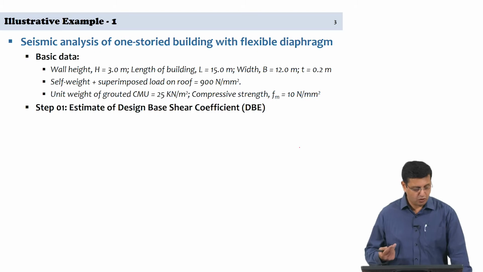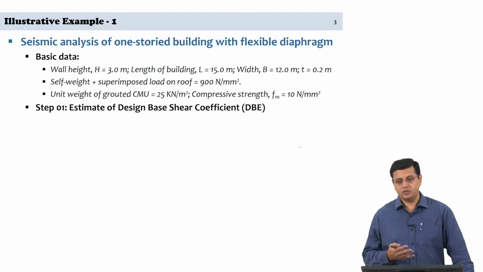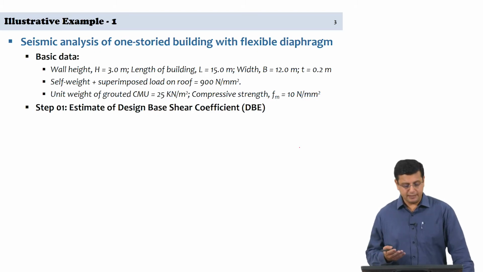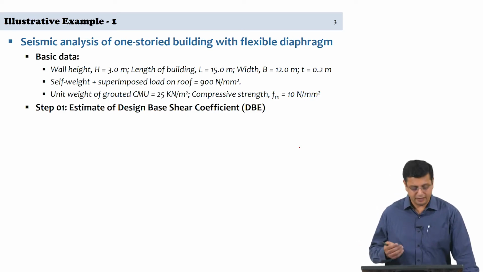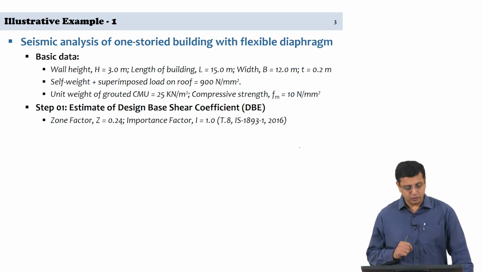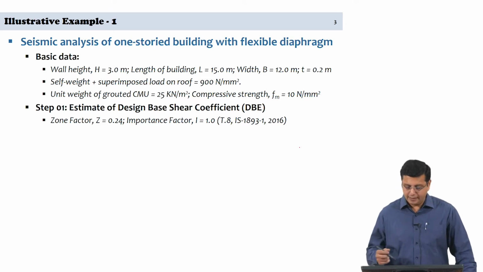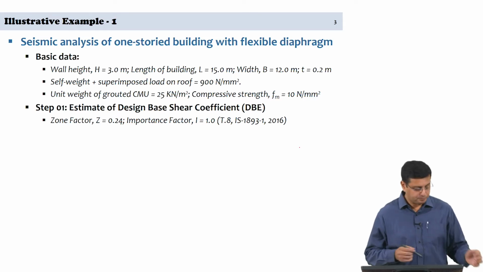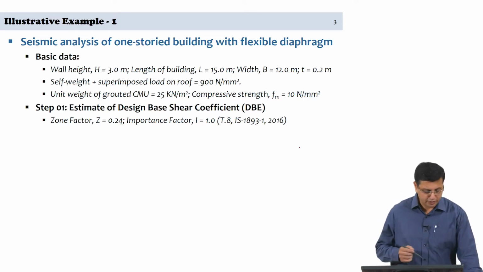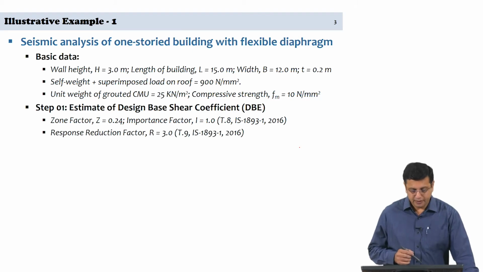As you know, the code prescribes the zone factors for the maximum considered earthquake, the MCE. For the design basis earthquake, we take the zone factor and divide that by 2. So, we are looking at the design basis earthquake of Z by 2. The zone factor Z here is 0.24 for zone 4, with reference to table 8, IS 1893 part 1 2016. We are looking at an industrial building, an ordinary building, and therefore the importance factor is 1.